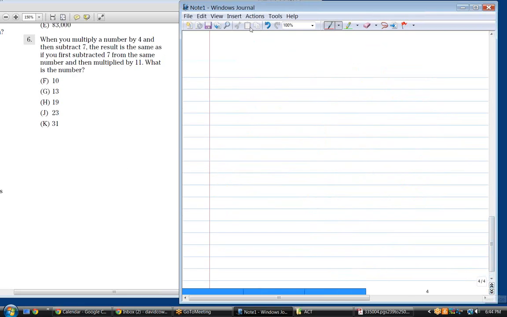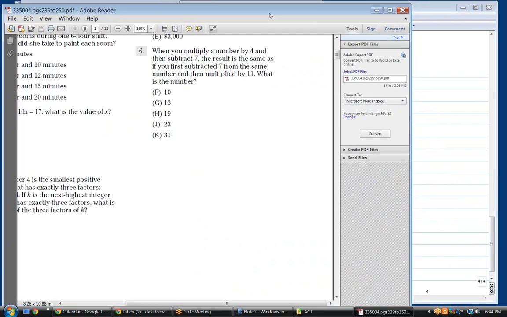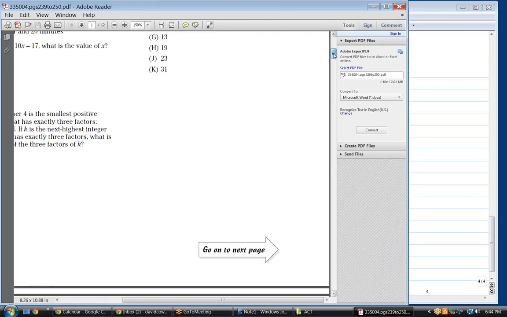But always remember the back solving, because back solving is a way to get the answer 100% of the time without having to do any algebra.